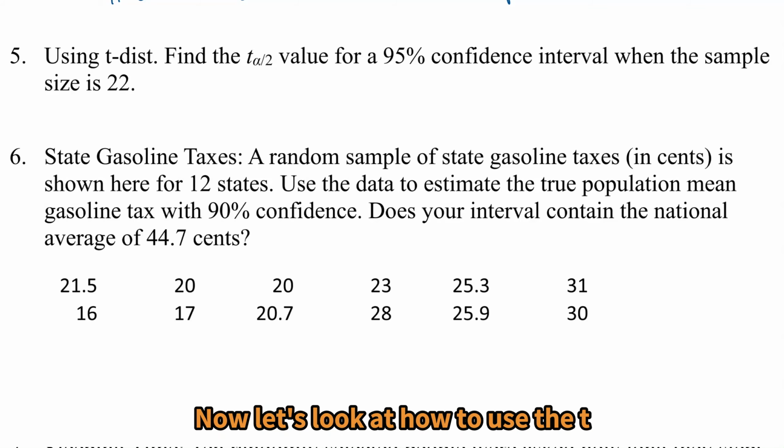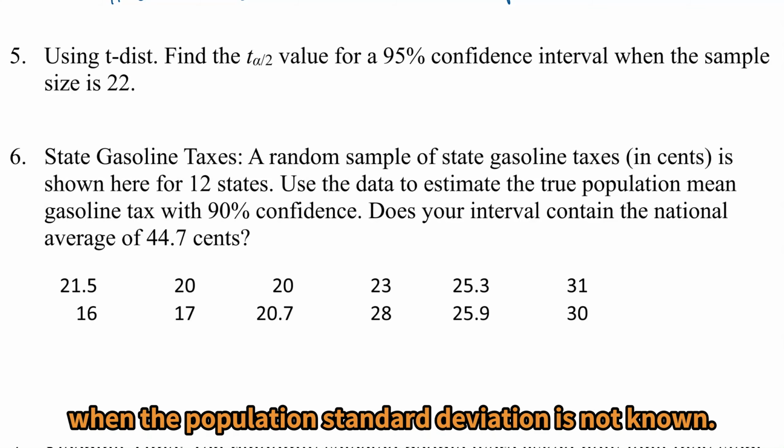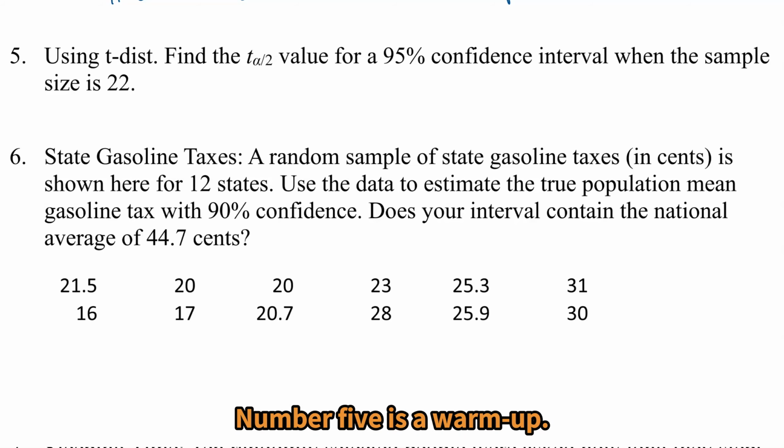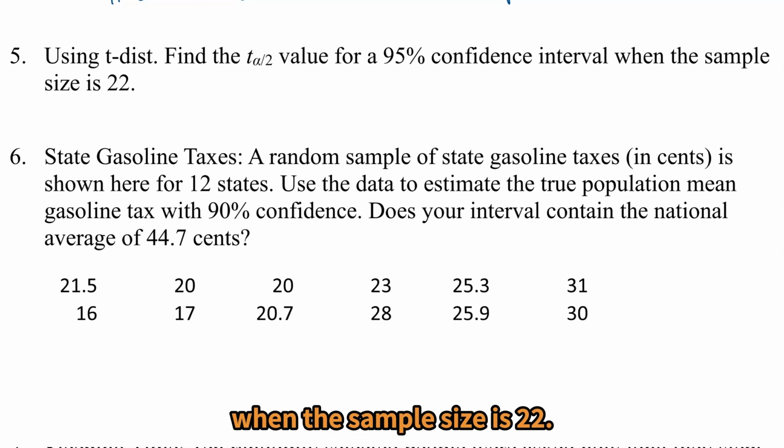Now let's look at how to use the t-distribution for confidence intervals for the mean when the population standard deviation is not known. Number 5 is a warm-up. Find the critical t-value for a 95% confidence interval when the sample size is 22.